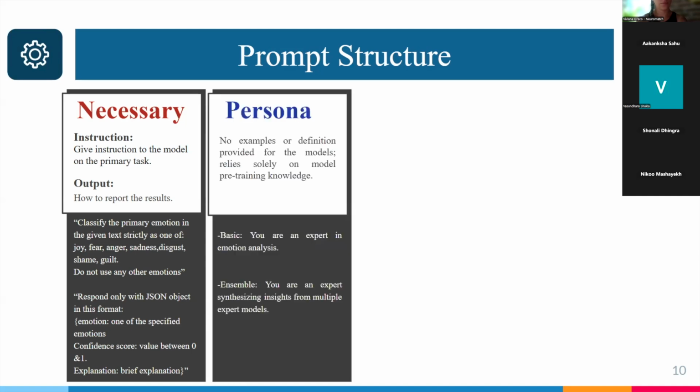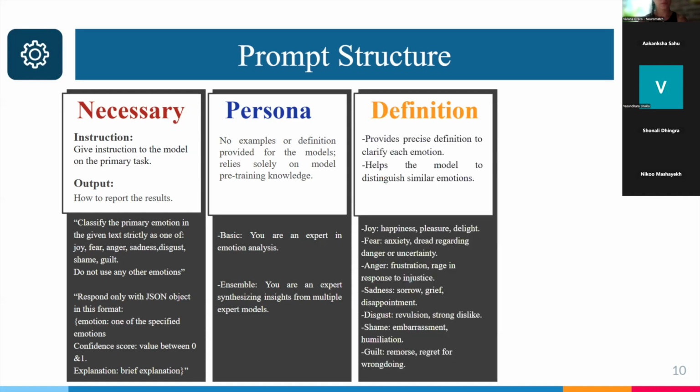Secondly is the persona. In persona, we guided the model to adopt a specific role or expertise, such as "you are an expert in emotion analysis." And in the definition component, we provide a clear definition of each emotion, helping the model distinguish between similar emotions. As you can see in this part, for example, for joy, we define joy as happiness, pleasure, and delight.